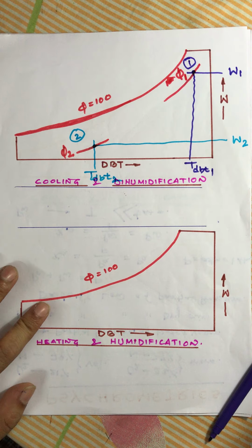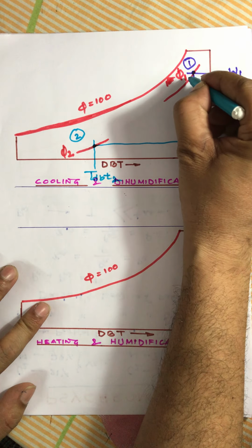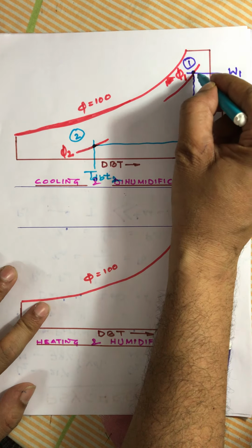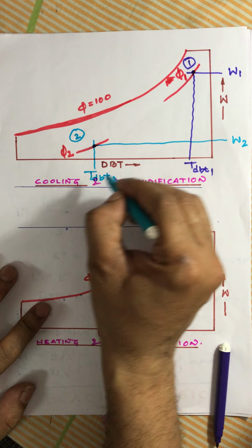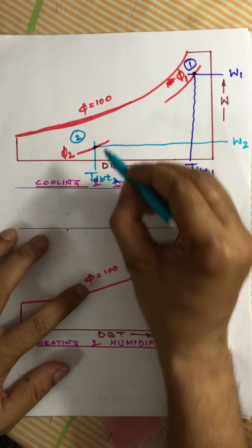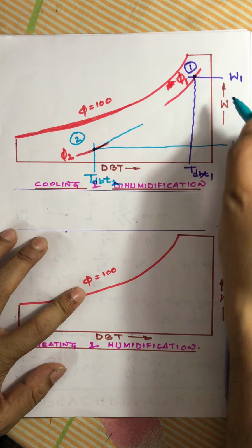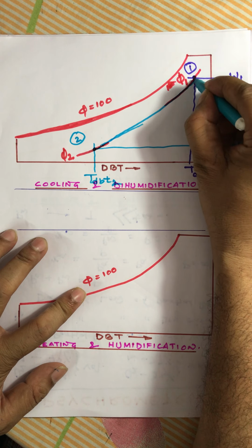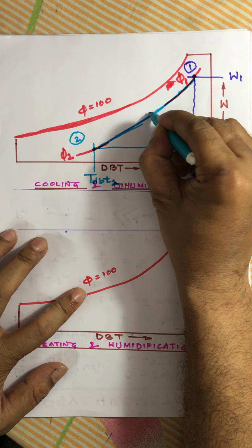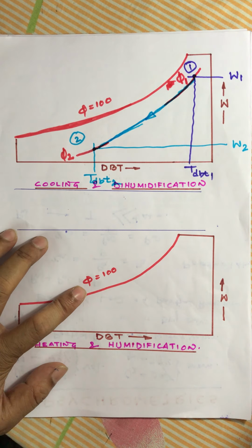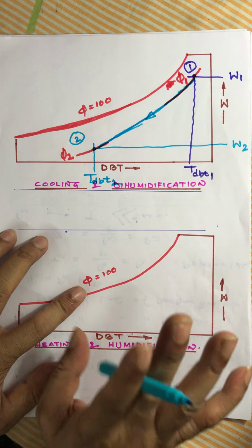So, this process is nothing but cooling and dehumidification. That means temperature is going to decrease, as well as phi, as well as W is going to decrease. So, we can say this process is nothing but cooling and dehumidification. This process involves two types of process.